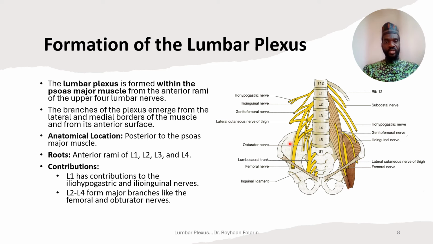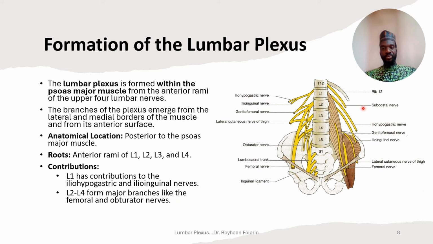So the roots are L1 to L4 normally. It's once in a while that you have contribution from the T12, the subcostal nerve. So the spinal nerves have different contributions. They give different branches, and this is what we mean by the contribution, such as the L1 giving contributions to the formation of iliohypogastric and ilioinguinal, while L2 to L4 mix together in ways we'll explain shortly to form major branches, including the femoral, the obturator, amongst other branches of the plexus.